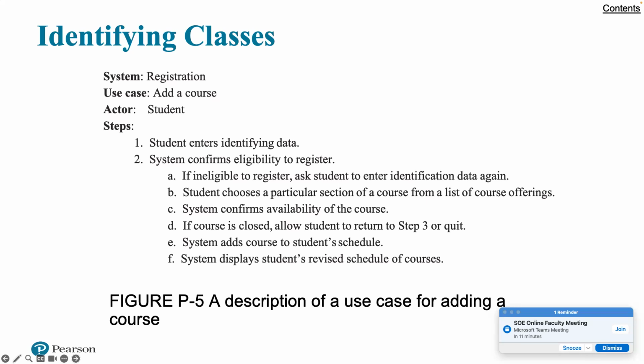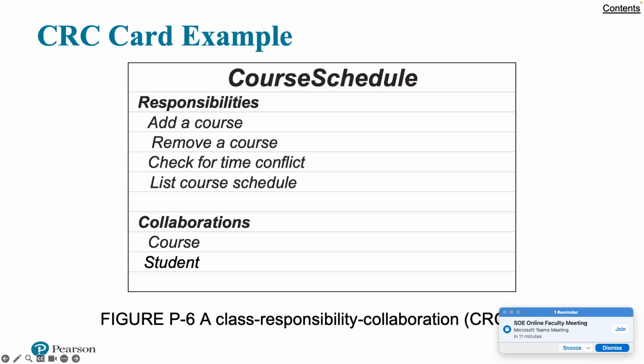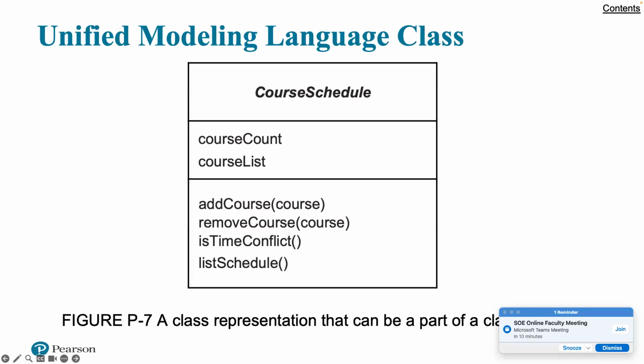Then we could begin to finesse this a little bit more. There's something called a class responsibility collaboration, a CRC. Now we have the nouns and the verbs up here. This is what they're going to be doing, and this is who's going to be doing it. Lastly, we can have it in the Unified Modeling Language, and this is what it would start to look like. We can have a course list, a course count, and then these are the various methods in the Campbell-back format showing you what's out.